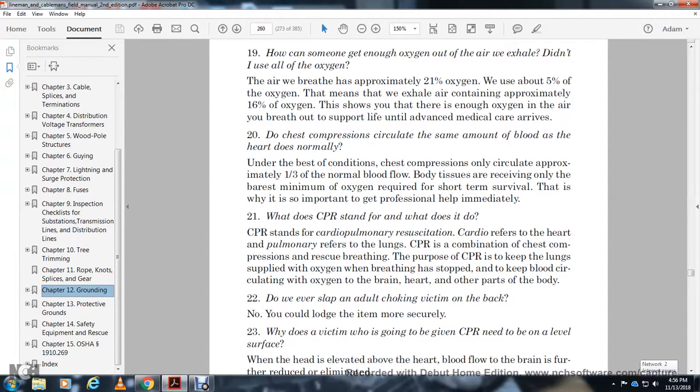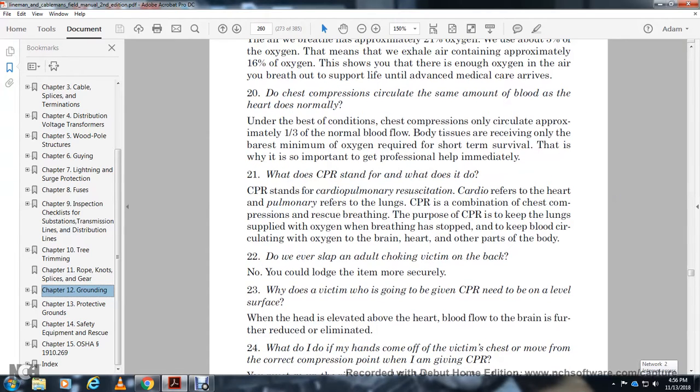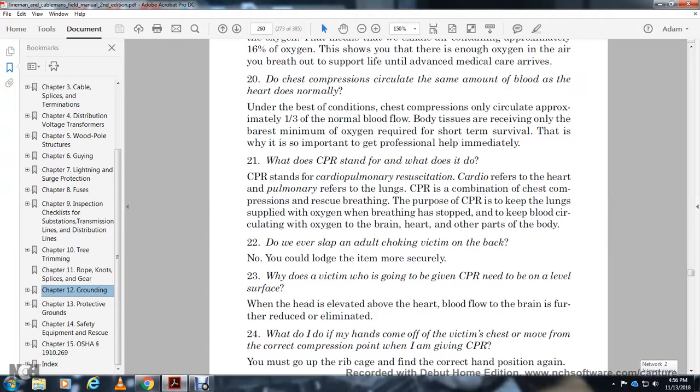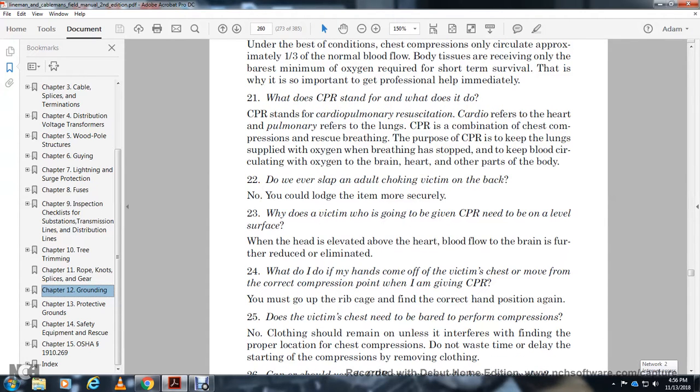Do we ever slap an adult choking victim on the back? No, you could lodge the object more firmly. Why does the back of the victim go onto a hard surface for CPR? To keep the body on a level, with the head level with the heart, so the brain gets the required blood. Your hands won't come off the victim's chest from the compression point. For the CPR, you must find the rib cage and find the correct hand position again.